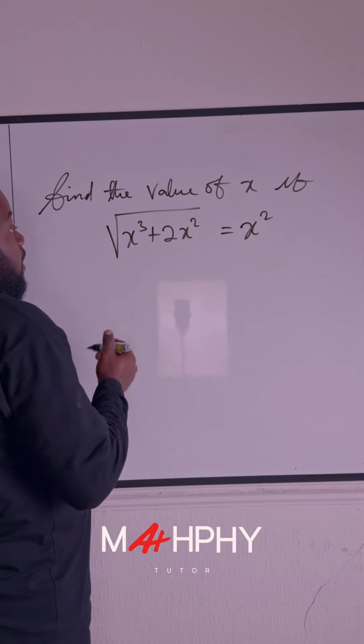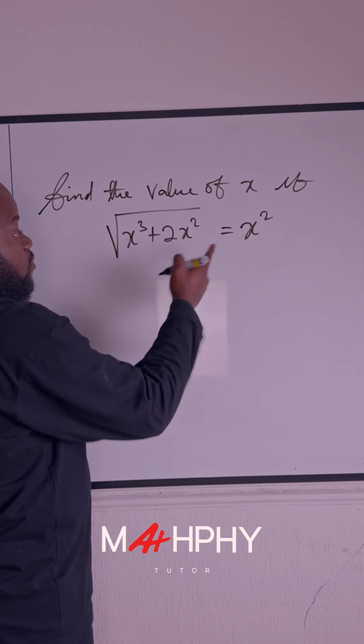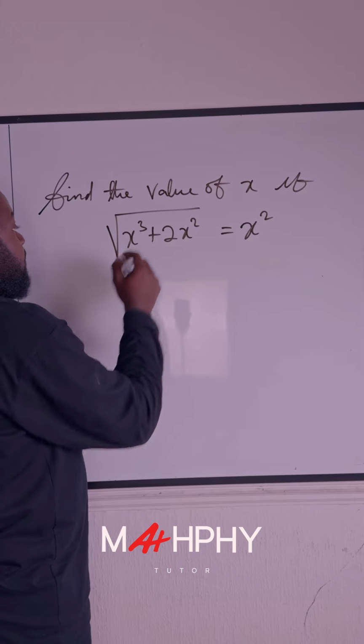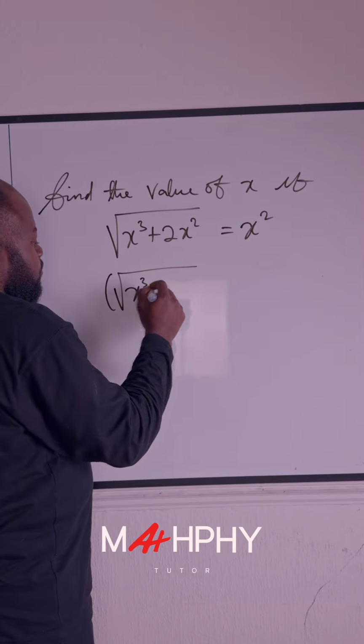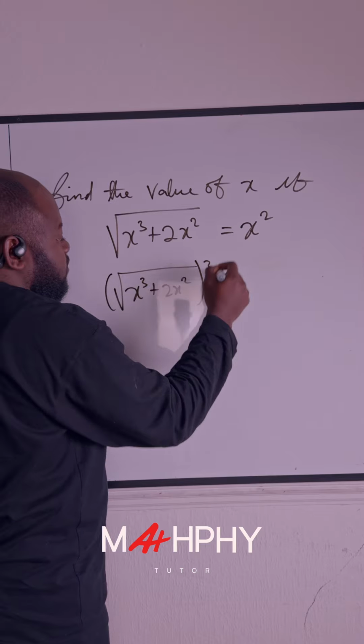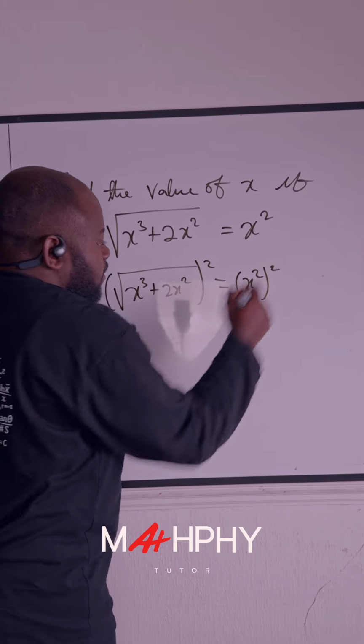If I have this now, all I need to do to cancel this is to square both sides. So if I square both sides, I'm going to have what? The square root of x cubed plus 2x squared, all squared, equals x squared, all squared.